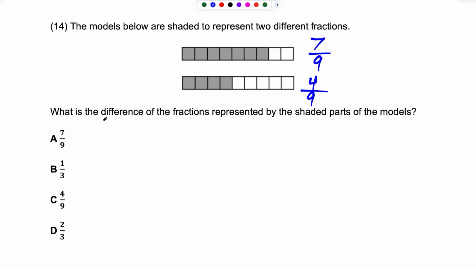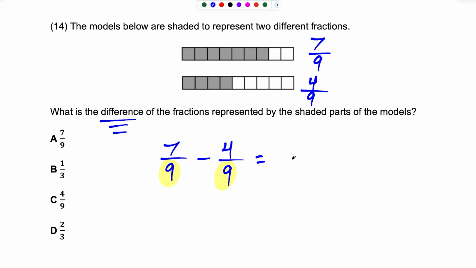And we're looking for the difference. And this word in math tells us to subtract. So we're going to do 7/9 minus 4/9. And when you subtract fractions, the most important thing to look for is that you have common denominators. And notice that we have a 9 on bottom for both of these fractions. And what that allows us to do is we could just go ahead and subtract these.